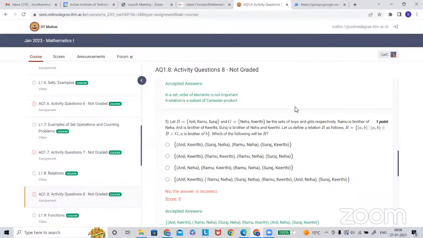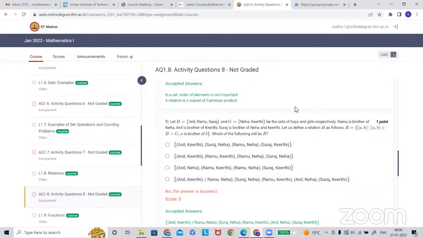Sir, but according to the condition of this question, can I give the explanation? Yeah, sure. Sir, here it is given that Suraj is brother of Neha and Kirti. So from this we can say that Neha and Kirti are also sisters. So if Ramu is brother of Neha, then Ramu is also brother of Kirti.